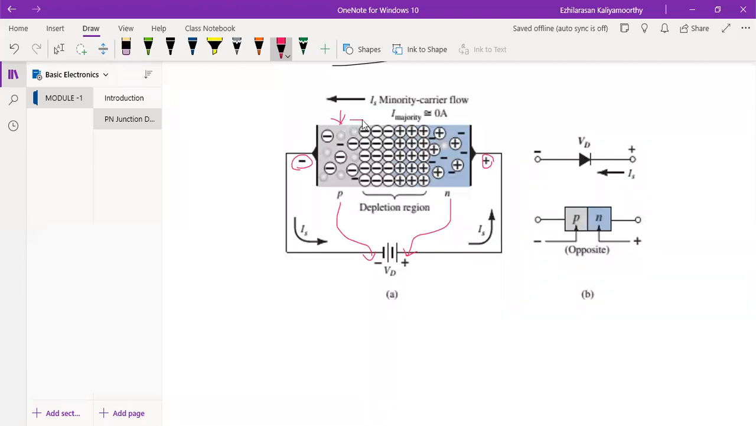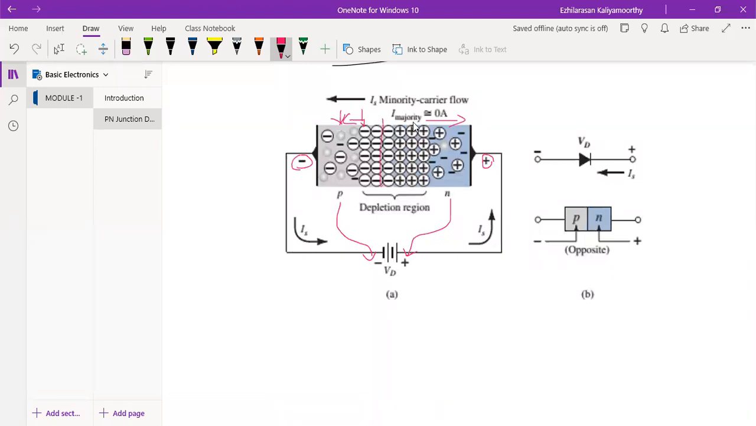So here, the majority carriers, the holes, will move. It will just attract and reject, and here also it will get rejected. When rejected, what will happen? We see that the negative ions will move towards this end, and here the positive ions will move towards this end. If both are moving, what will happen automatically?